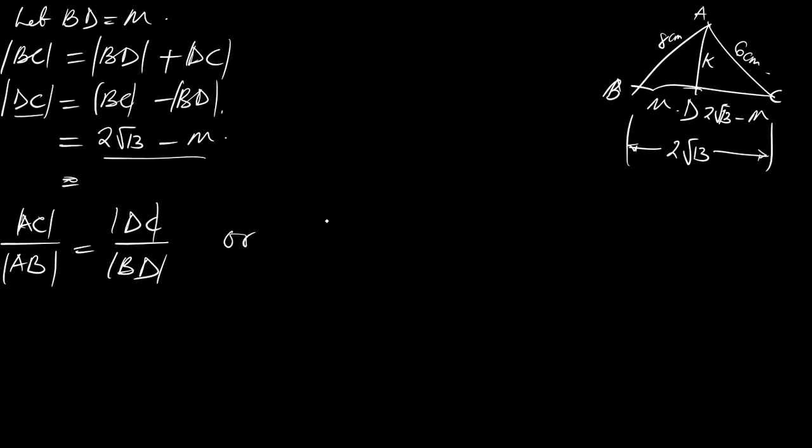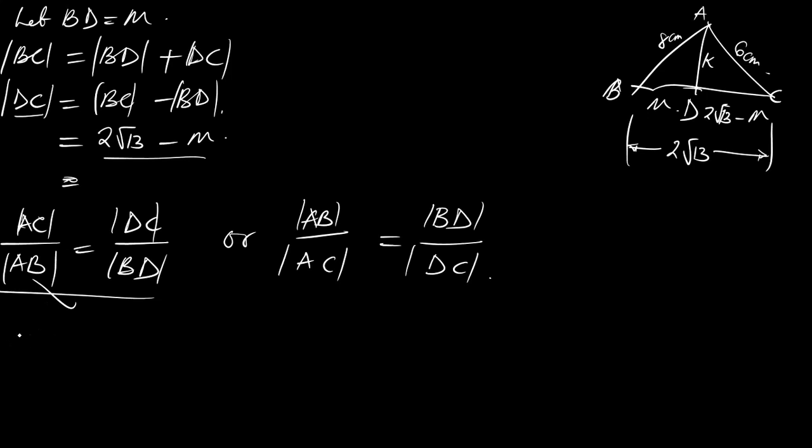Or you can say AB divided by AC is equal to BD divided by BC. So interchangeably, they are all the same. Now, if you look, they are the same. But I want to make use of this one.